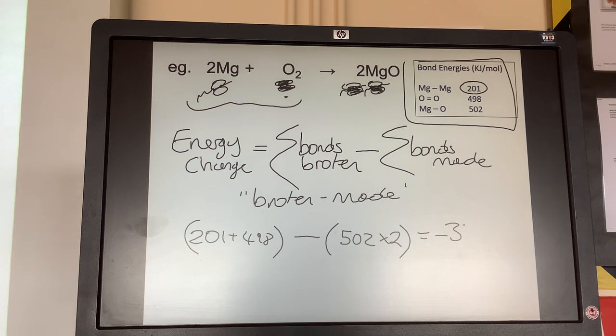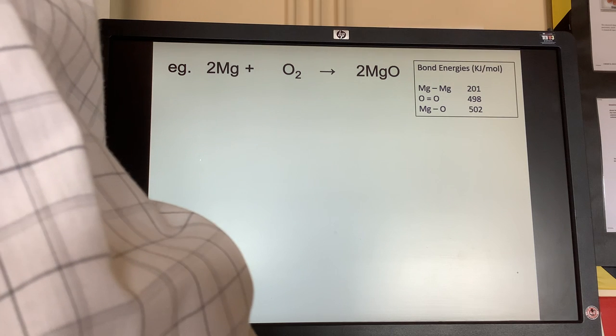Hopefully you've got an answer of -305. The units would be kilojoules per mole. And you'll notice it's a negative number. This reaction has a negative energy change. Because it is negative, that tells us the reaction is exothermic. Now I'm going to tell you more later how I know that, but a negative value for our answer tells us that the reaction is exothermic. This is a complicated idea. All the bonds broken minus all the bonds made gives us the overall energy change.